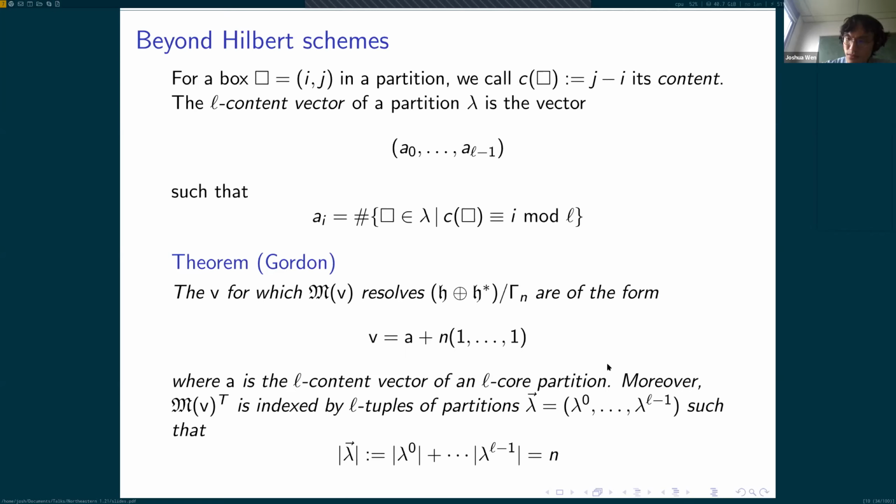I think I get to that later. And moreover, when this is the case, there is a two-dimensional torus action and its fixed points are indexed by L-tuples of partitions such that the sum of their parts is N. I'll go through what L-core is here.